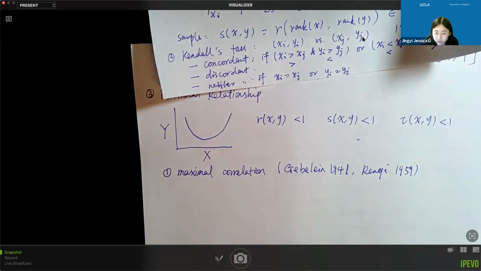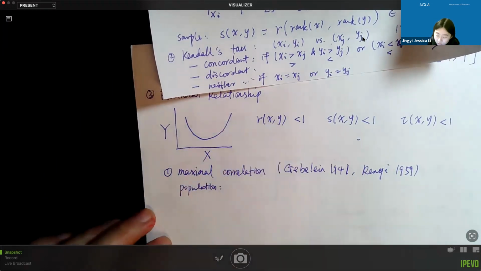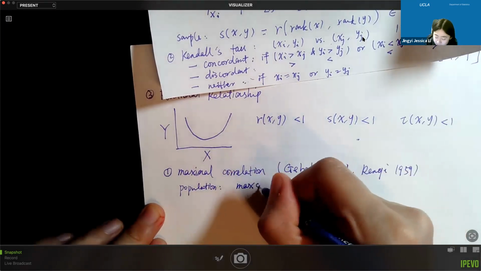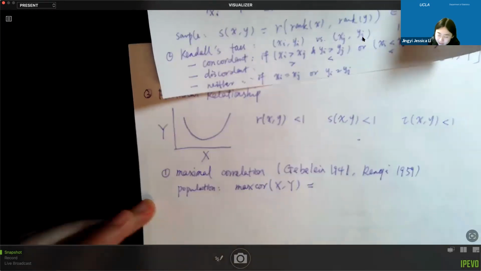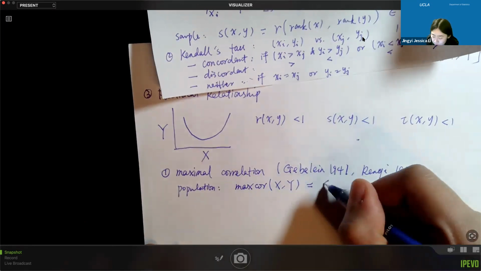But its original proposal was only for the population version. That is, it's based on the joint distribution of X and Y. Okay, it's a mathematical definition as follows. It's defined for two random variables, X and Y. The maximal correlation is defined as the maximum or the supremum, because here we're actually taking the supremum for two functions over a class of functions. So let's just write sup f and g.